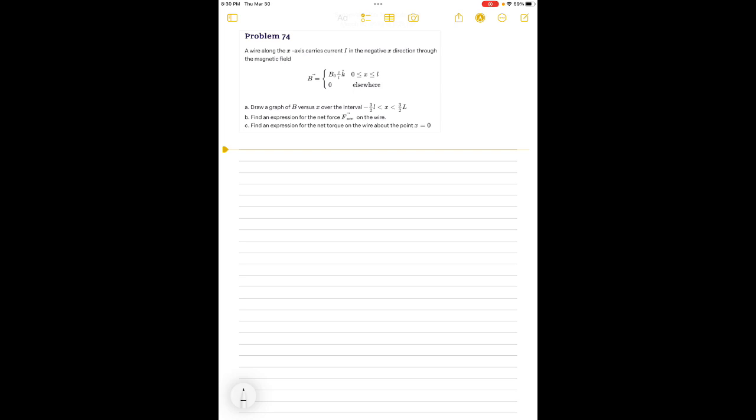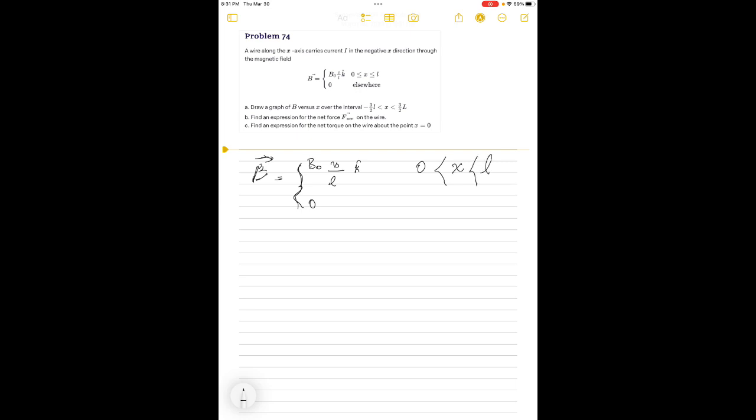So for the first question, if you see this equation here of the field strength, it's B0 x divided by L, along the x-axis between 0 and L. So the first one is that the magnetic field in x is going to be positive between 0 and L.